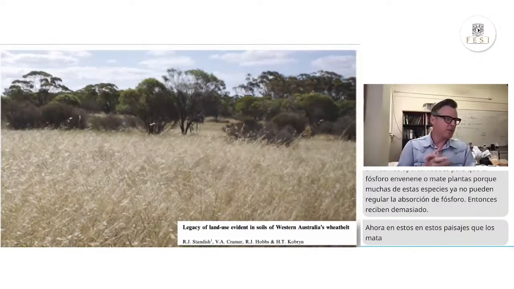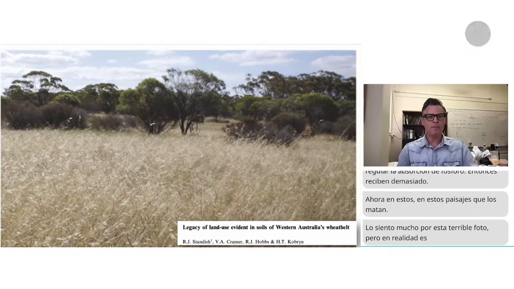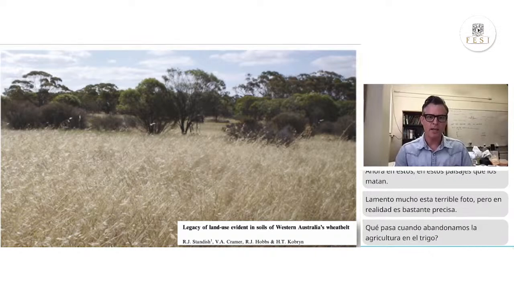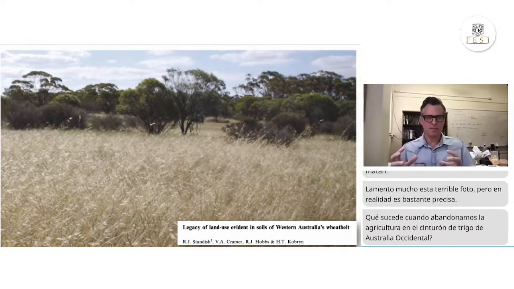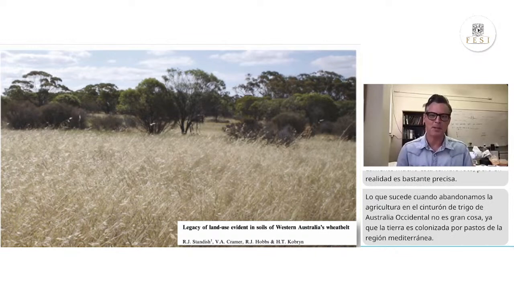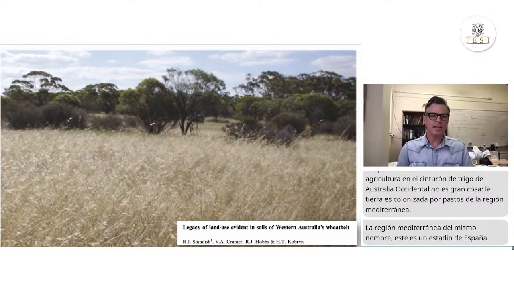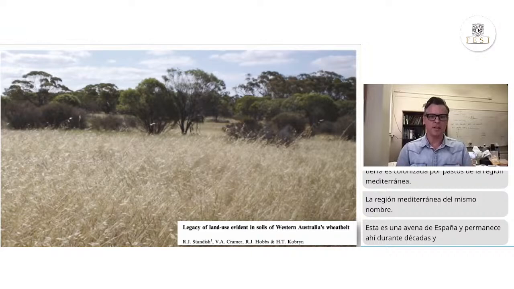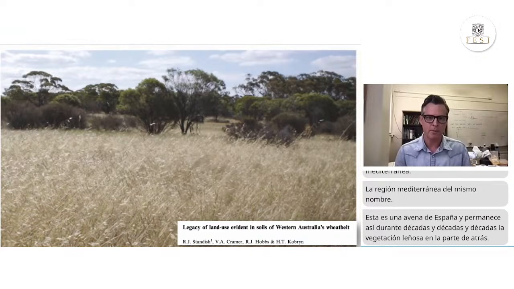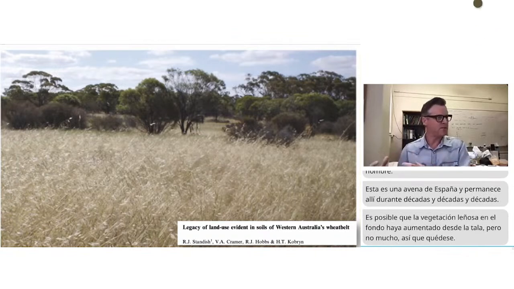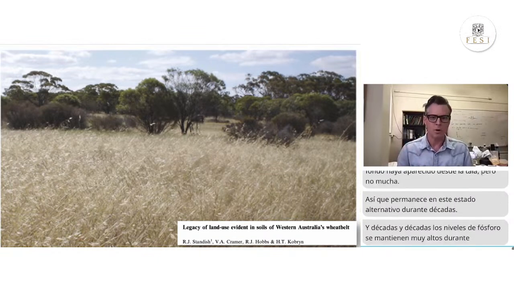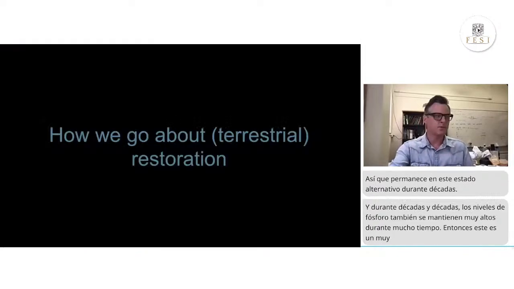So sorry about this terrible photo, but it's actually quite accurate. What happens when we abandon agriculture in the wheat belt of Western Australia is not much. The land gets, I guess, colonised by grasses from the Mediterranean region, the eponymous Mediterranean region. This is an avena from Spain, and it stays there like that for decades and decades and decades. The woody vegetation in the background has maybe come up since clearing, but not much of it. So it just stays in this alternate state for decades and decades and decades. The levels of phosphorus stay very high for a long time as well. So this is a very different situation to the brigalow.